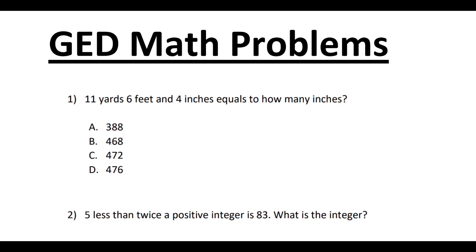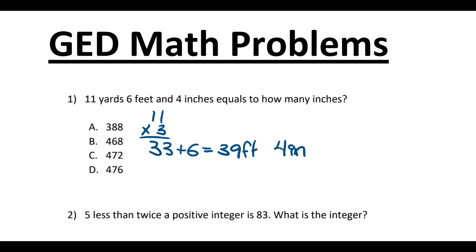11 yards, 6 feet, and 4 inches equals how many inches? First, we're going to figure out how many feet this is. 11 yards. Each yard is 3 feet, so 11 times 3 is 33, and then plus 6 feet is 39.